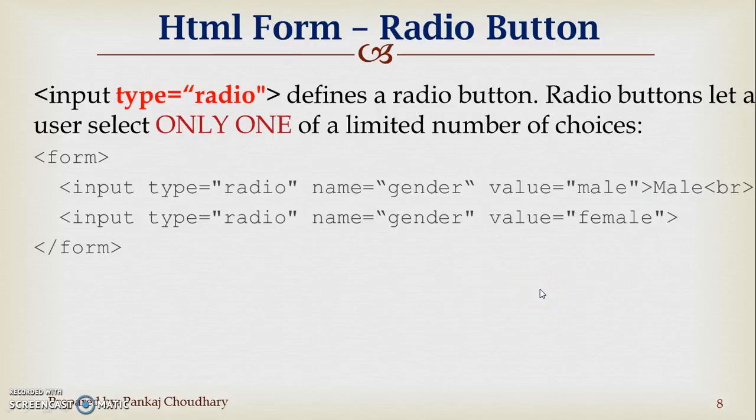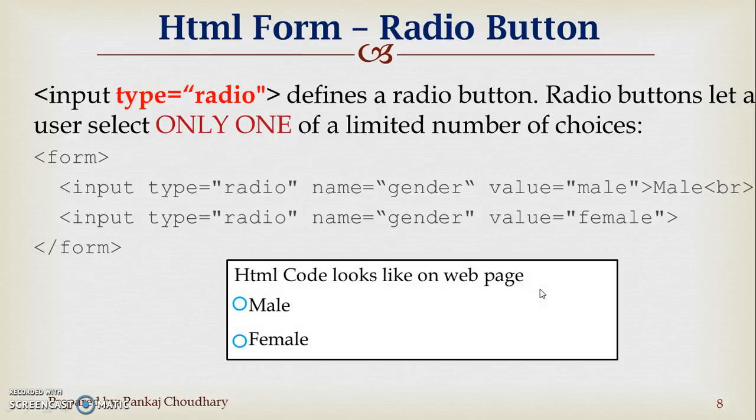and it will be displayed on the browser like this, male and female. So the user can select only one option from this field. This name equals gender field will create a group over the type radio, so that we can select only one option from that group. We can define many more options within the group by mentioning the name.